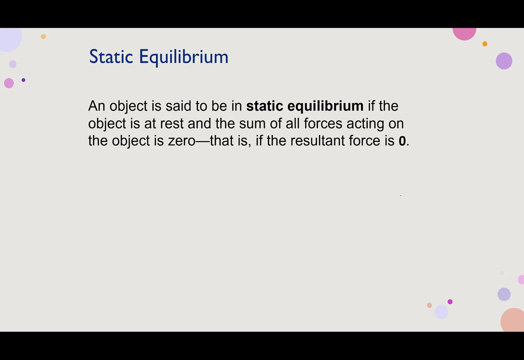Last little piece, we have static equilibrium. An object is said to be in static equilibrium if the object is at rest and the sum of all the forces acting on the object is 0. So our resultant force is 0. Think of static as meaning not moving. Nothing's happening. And sometimes you want nothing to happen. That's important. So we want to get 0 out of whatever's going on.